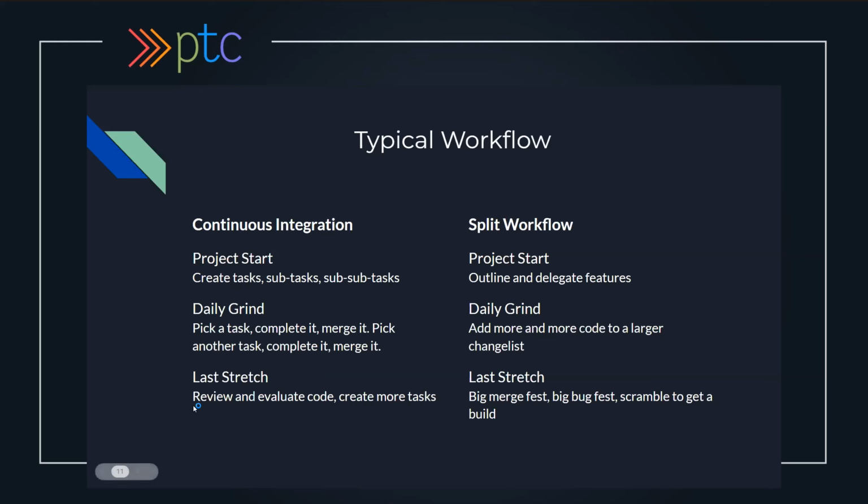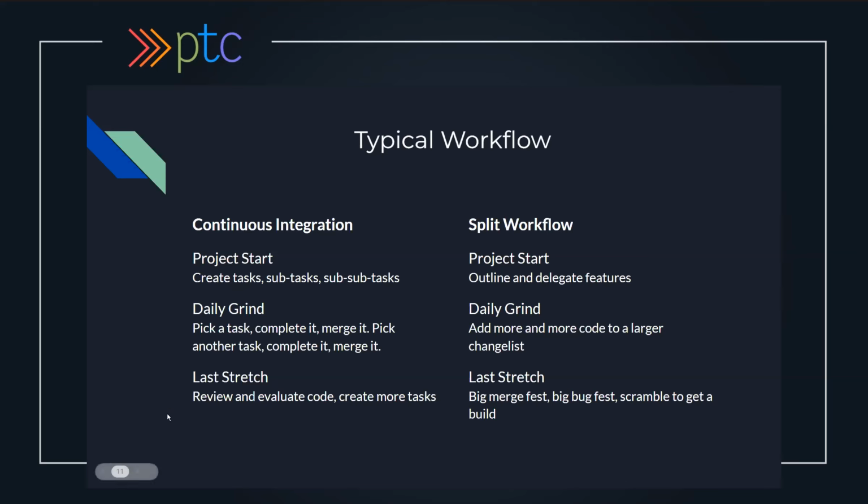At the very end for continuous integration, you're kind of just reviewing and reevaluating the code and seeing if there's more tasks to complete at the end of the project. At the end of split workflow, it's a big merge fest, big fix bugs, everything's in, scramble to try and get a build done and fix it all. So that's usually kind of it.